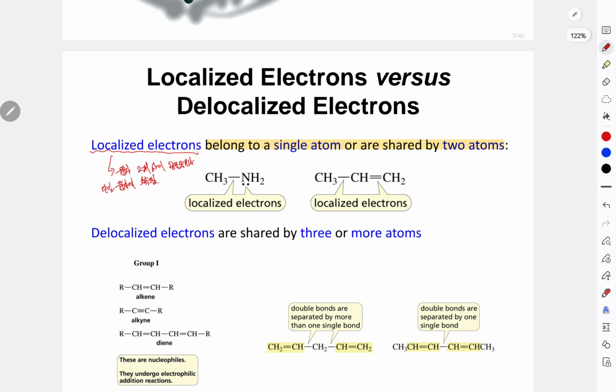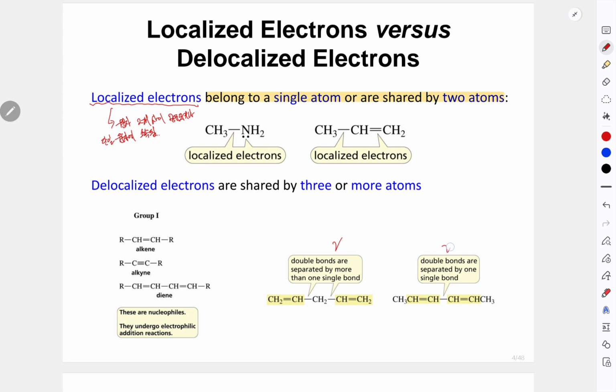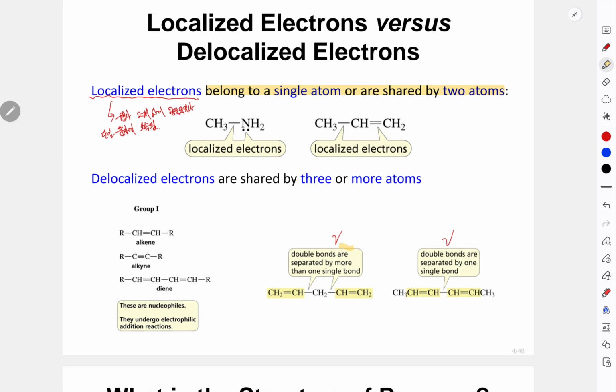So diene, we discussed the structure of diene in the alkene chapter, and you know how to name it, right? We studied the nomenclature of diene. In this case, the electrons are shared by multiple atoms. We'll study a lot about that. And you can compare the left-hand side molecule versus the right-hand side molecule, and down below. In this case, again, the double bonds are separated by one single bond. The pi electrons cross four different carbons, so they can be delocalized.